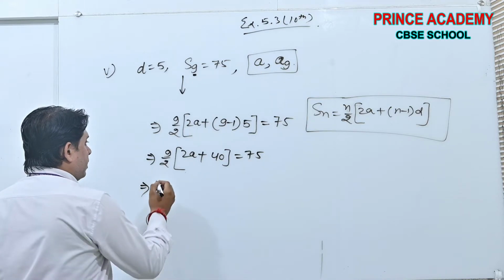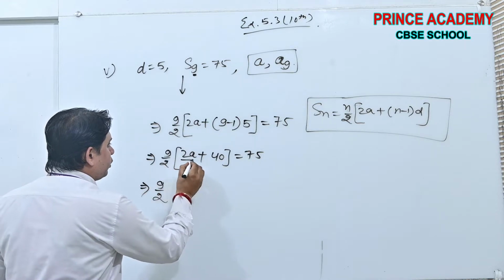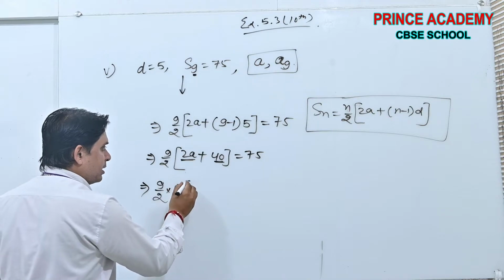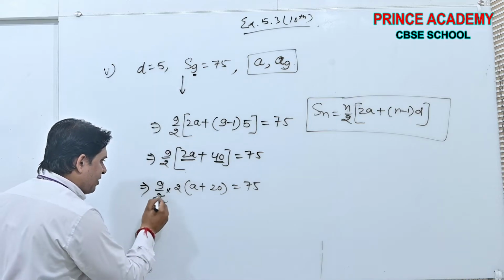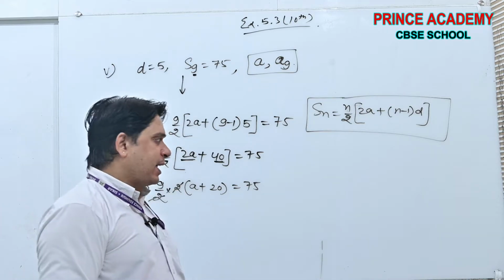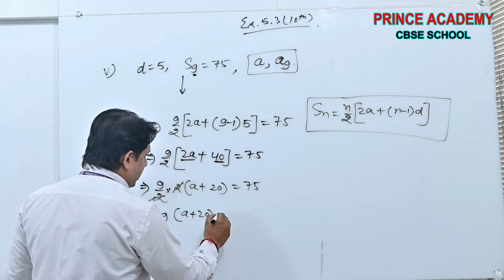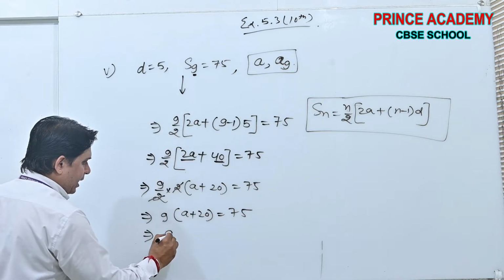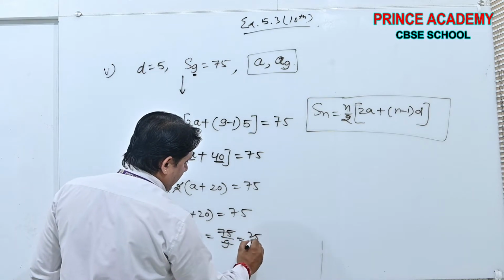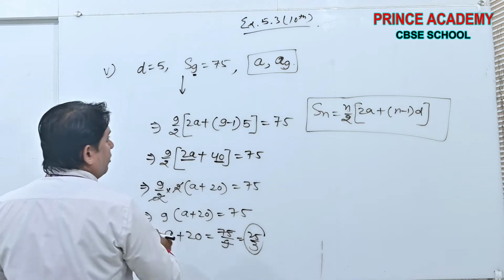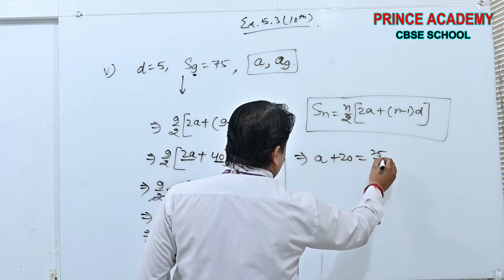Okay. Now see. 2A plus 40, make this simple. 9 by 2. Can I take 2 common from here? Yes. A plus 20. Yes or no? Done. Here we can cancel this. Now here we can cancel this. Okay, see, 9 into A plus 20 is equal to 75. From here, A plus 20 is equal to 75 by 9, that is 25 by 3.